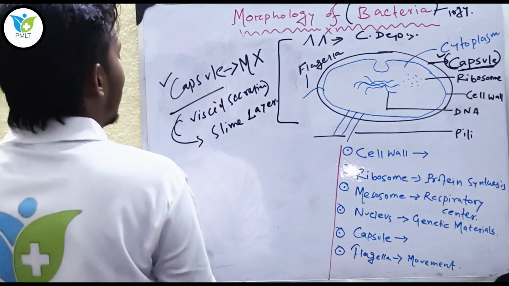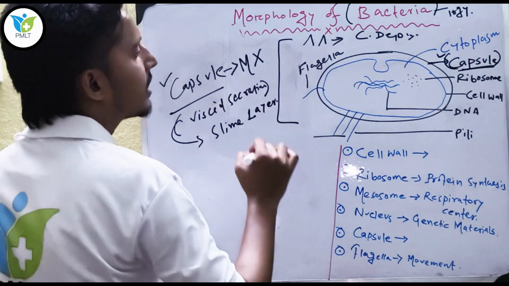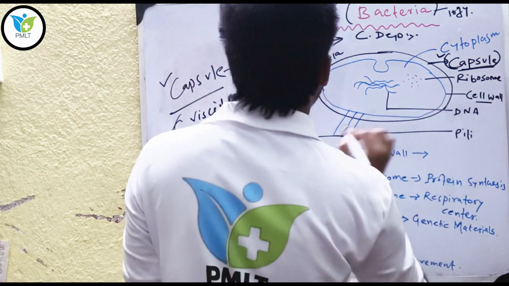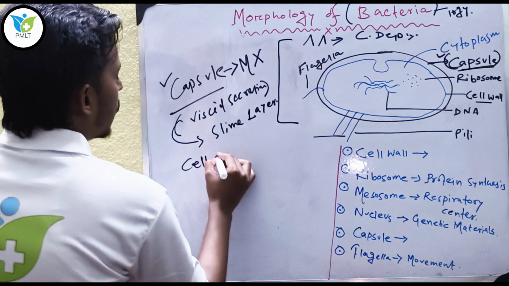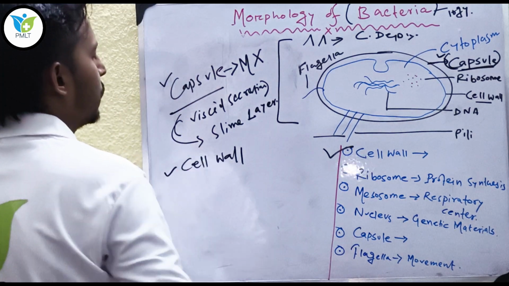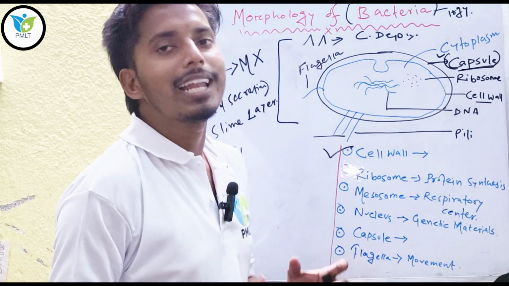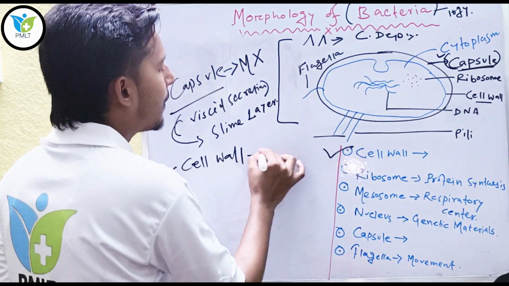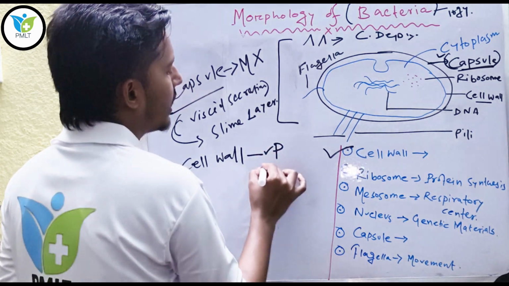Understood? That is the capsule. Secondly, coming to the second structure, that is the cell wall. See here, this is the cell wall. We will discuss the cell wall right now. The cell wall basically helps to protect the bacteria. P for protect the bacteria.